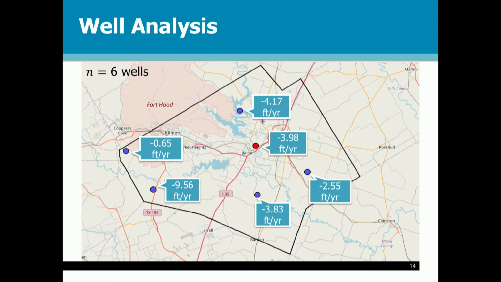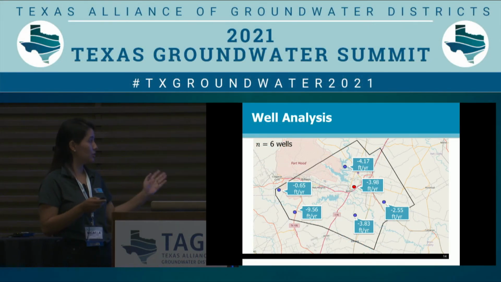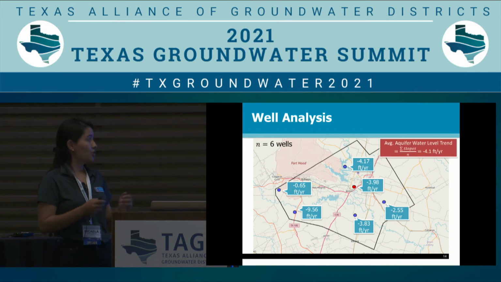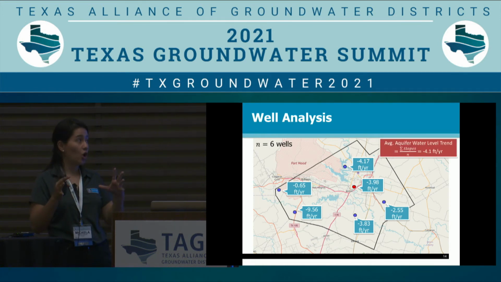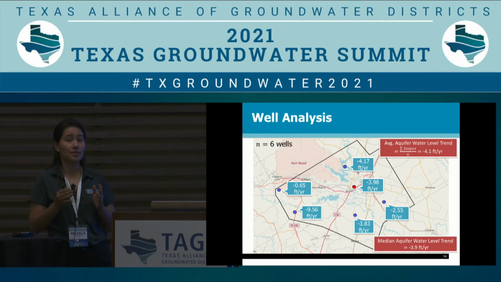The tool can calculate it for all of the wells in the Lower Trinity Aquifer. In this case, we're only using those 6 wells. And in order to understand what's going on on an aquifer-wide basis, we can calculate an average of those slopes to give us an average aquifer water level trend. We can do a similar analysis using the medians.